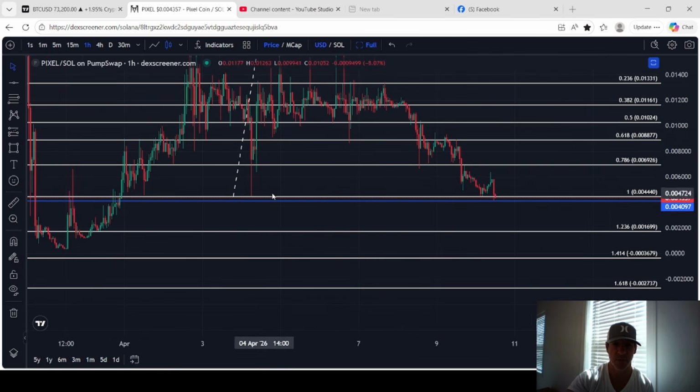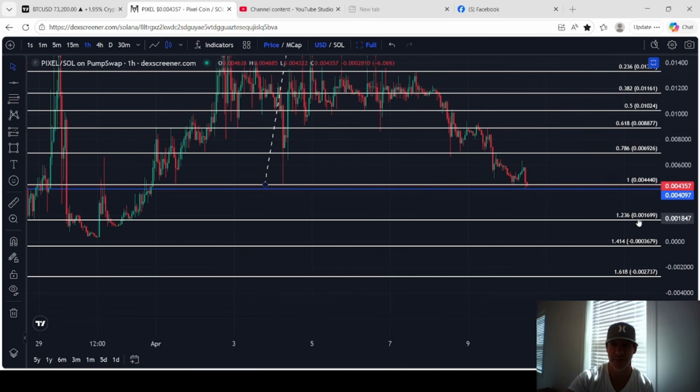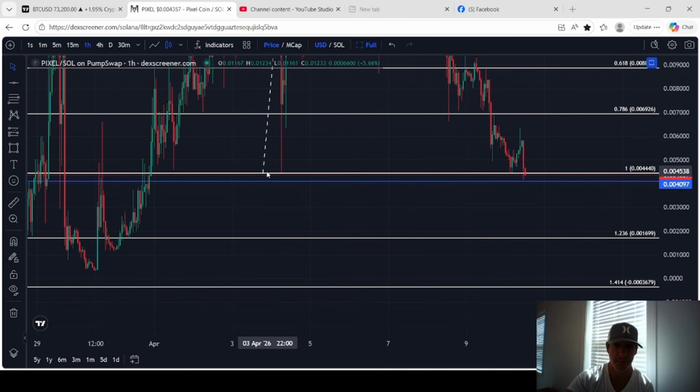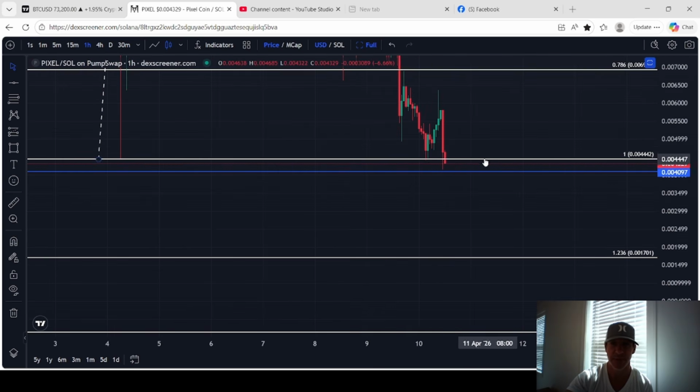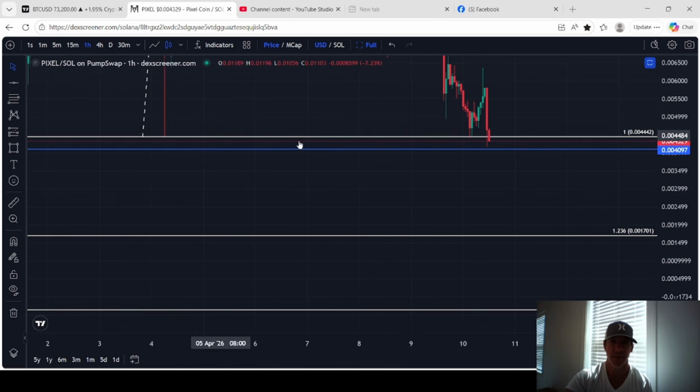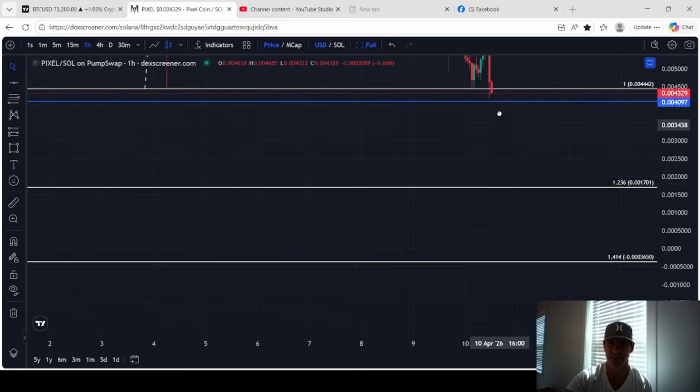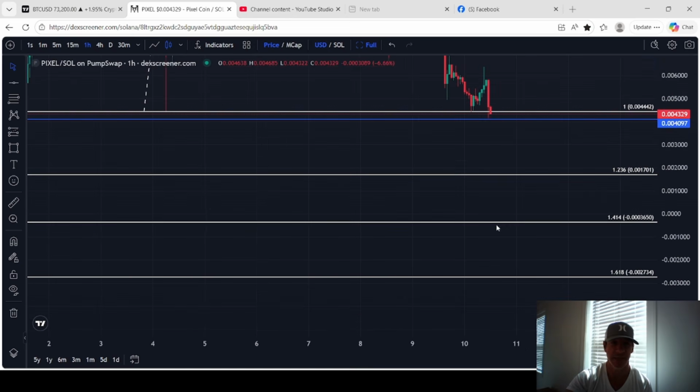If we break this low, which we are breaking right now, we haven't closed under it, but we're wicking. So if we come down and stay above it, then that's good. But if we break it and start closing under this line right here, then we could be coming down to these levels down here.